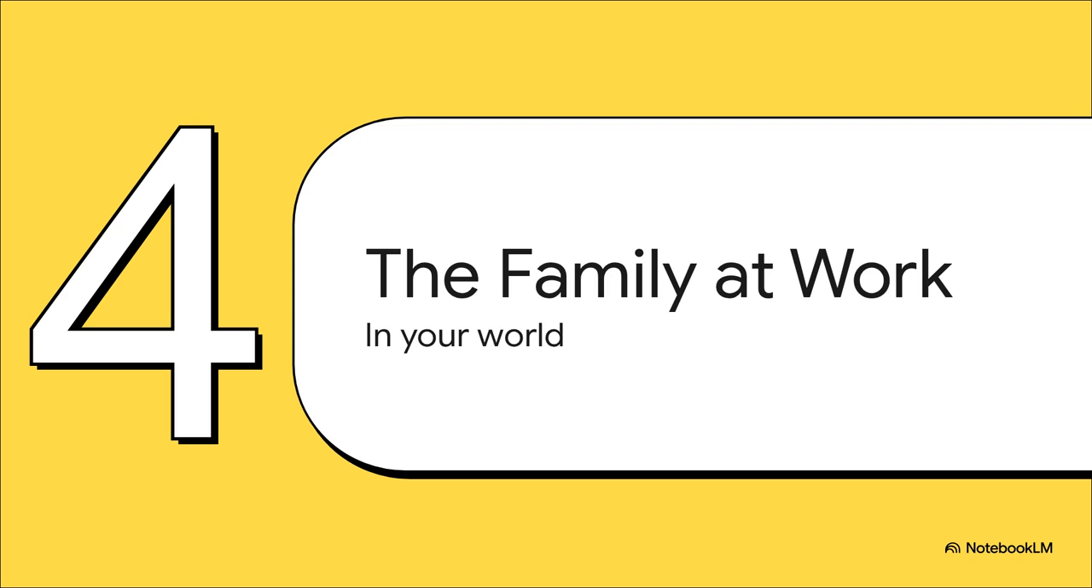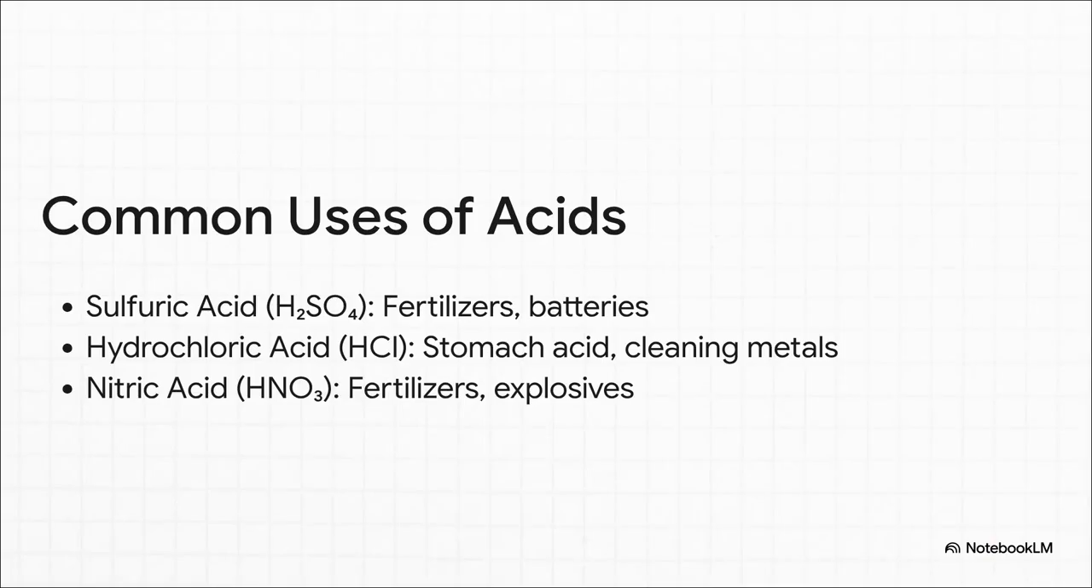But why does any of this matter? Well, it matters because this family is hard at work all around us, in pretty much everything we do. The acid branch of the family is incredibly busy and, frankly, super powerful. Sulfuric acid is chugging away in car batteries and helping grow our food. Our own stomachs use hydrochloric acid for digestion. And nitric acid is another major player, used in everything from, again, fertilizers to explosives.